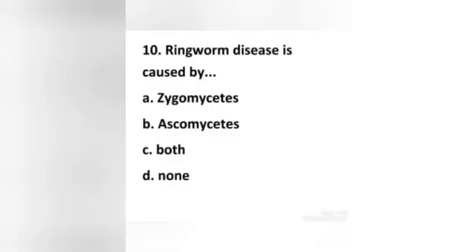Next question, ringworm disease is caused by zygomycetes, ascomycetes, both, none. Here the right answer is option B. Ringworm disease is caused by ascomycetes. Ringworm is a common infection of the skin and nails that is caused by fungus. The infection is called ringworm because it can cause an itchy red circular rash. Ringworm is also called dermatophytosis and this is mainly caused by dermatophytes.